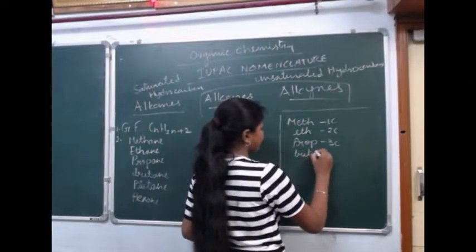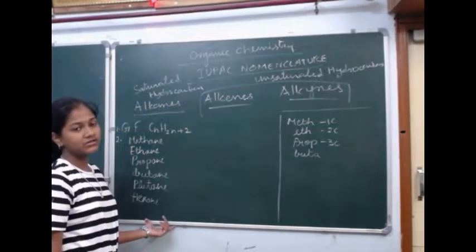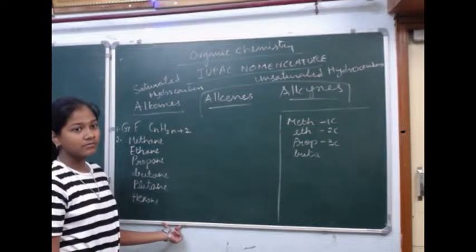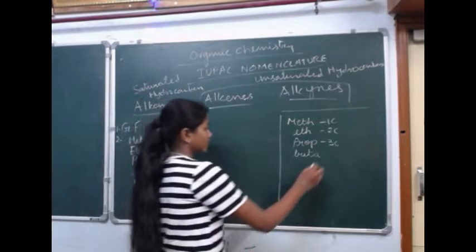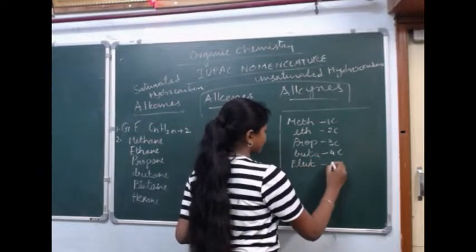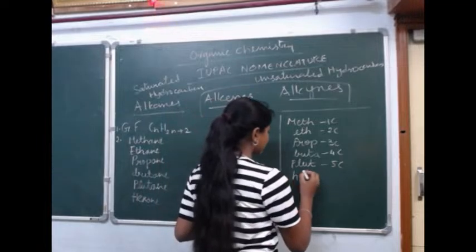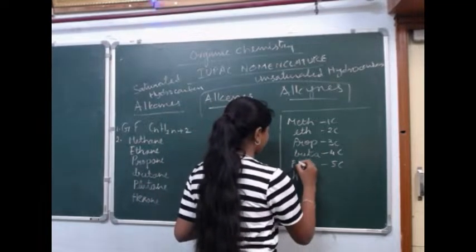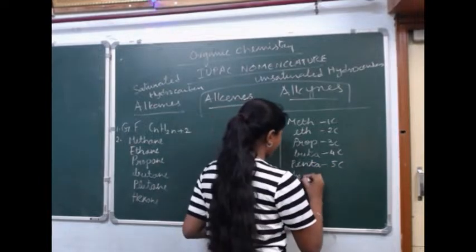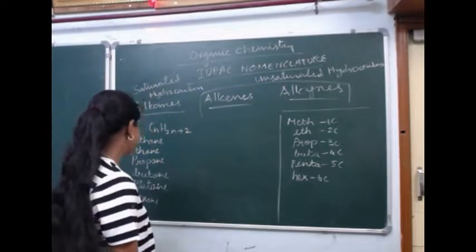What is the general formula for alkane? CnH2n plus 2. Meth means 1 carbon. Eth 2 carbon. Prop 3 carbon. Buta means 4 carbon. Pent, P-E-N-T, penta means 5 carbon. Hexa, 6. Okay.